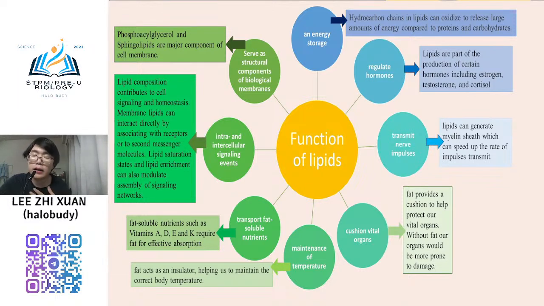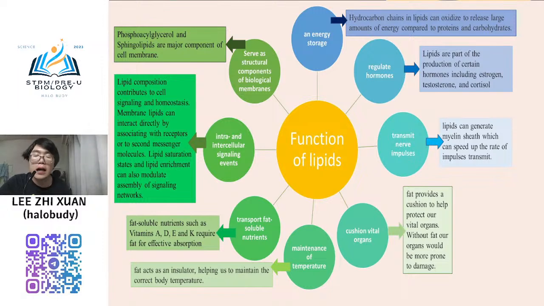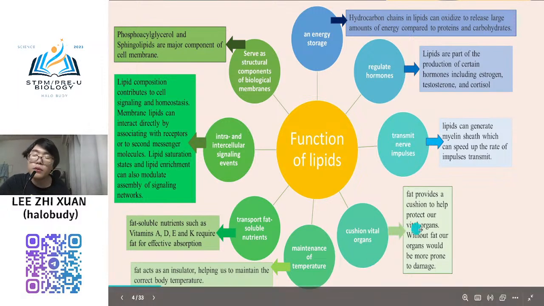Compared to the lung, we have a rib cage, right? The rib cage can protect our lung and also our heart. But in our stomach, with the organs within the stomach, there is no bone to protect. So fat tissue can provide the cushion to protect our organs. So it is good, but if too much, then it is not good. Okay, and maintenance of temperature, of course, because fat acts as an insulator.